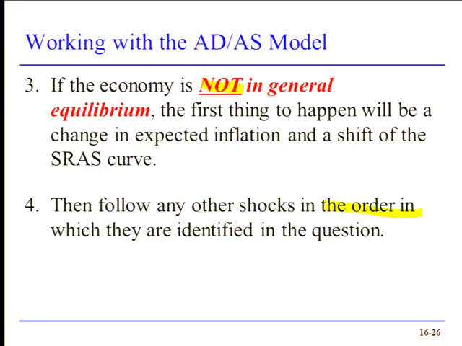Right? So however I write the question, however I reveal whatever shocks occur, it's always best to change expected inflation first if need be, and then do the shocks in the way that the question is written. If you do that, I don't want to say you'll never go wrong. I'll just say you'll never go wrong on one of my questions.